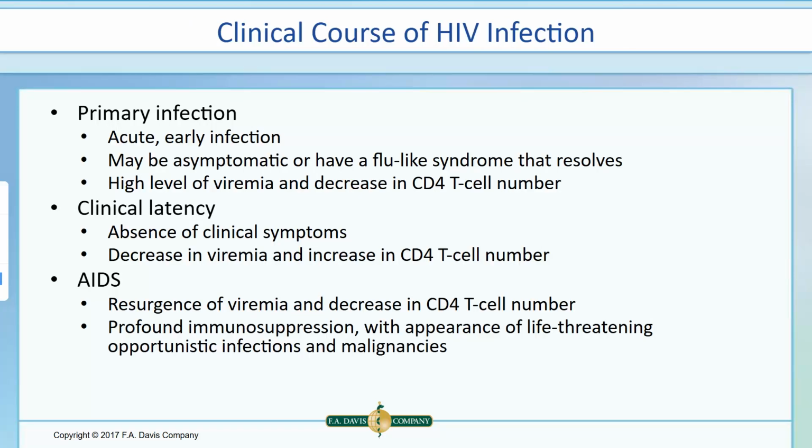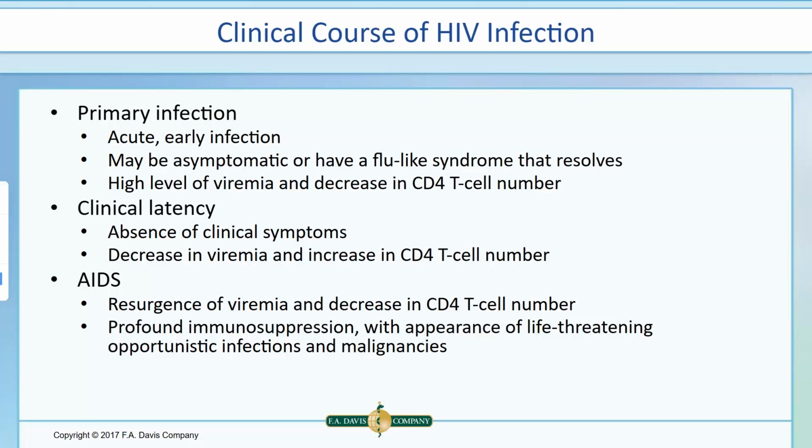Primary infection is acute early infection, which may be asymptomatic or have a flu-like syndrome that resolves. There is a high level of viremia and a decrease in CD4 T cell number. Then you enter into clinical latency: absence of symptoms, decrease in viremia, and increase in your CD4 T cell counts.